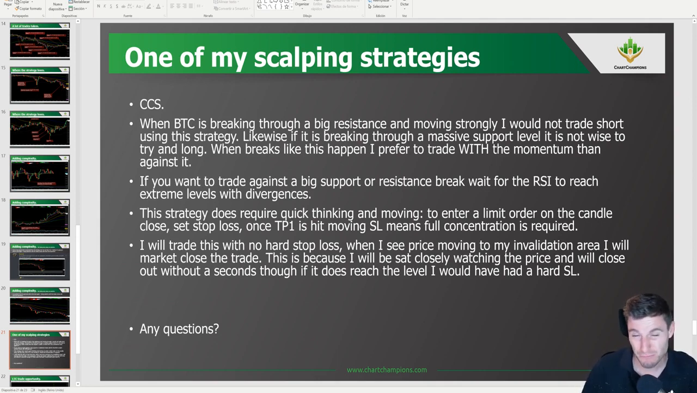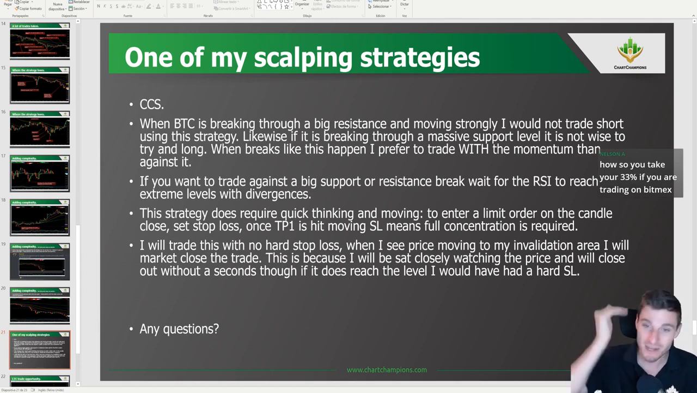So a classic example, when Bitcoin broke through 6,300, was I looking to short every single move up? Absolutely not. When you start smashing through a level like a massive resistance, as hopefully you can remember, it wasn't that long ago, as Bitcoin was breaking through that really key level, are you looking to short each time? Absolutely not. You have to use common sense. If you're breaking through a massive resistance and you're dumping through a massive support, you don't want to be looking to counter that. Okay, you don't want to be doing that.